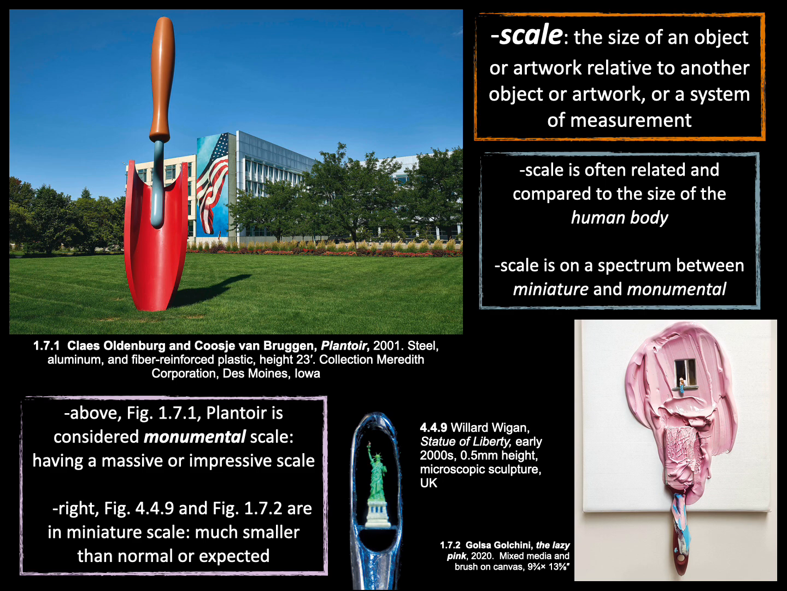So on the top left, Claes Oldenburg's huge outdoor sculpture of a gardening trowel is considered to have monumental scale. He is famous for making ordinary objects in large scale like this one. Figure 4.4.9, William Wigman's Statue of Liberty, is a miniature sculpture, quite possibly the world's smallest sculpture, as we are looking through a microscopic lens into the head of a sewing needle.